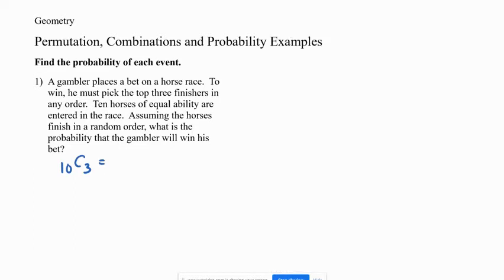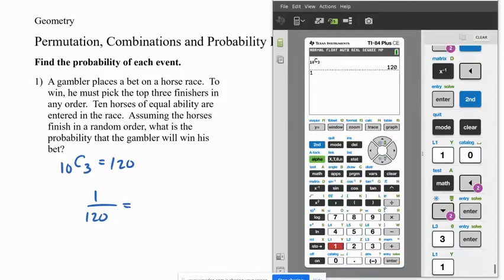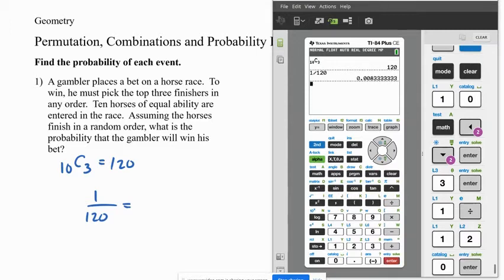Is 120. And so there's only one correct way to choose the top three finishers out of 120 possible outcomes. So the probability is 1 out of 120. 1 divided by 120 is about 0.83%.